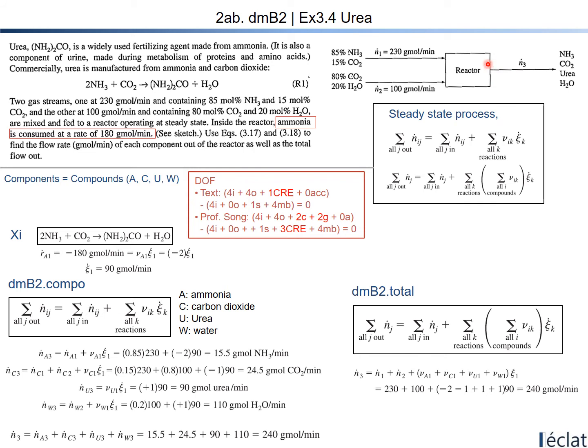Okay, here is the block flow diagram, and we have all the specifications about the input. However, we don't know anything about the output stream. So we should calculate the output specification variables. Okay, so let's do the process calculation. Can you remember what step A is? Step A is to define the components for the material balance equation, and the number of components is the number of material balance equations. So this is step A.